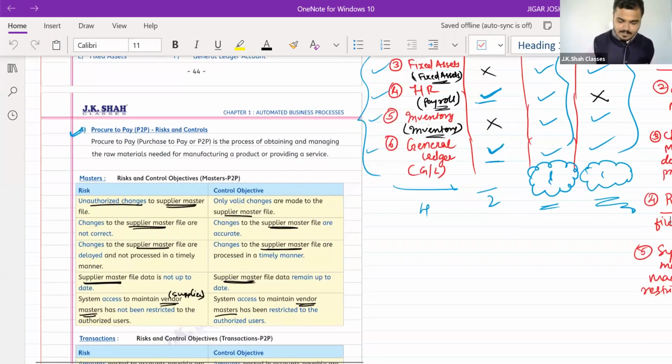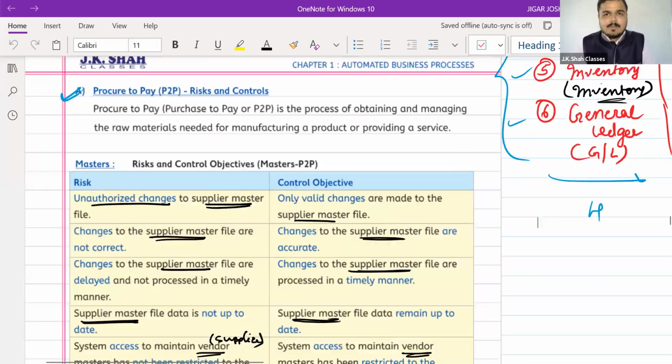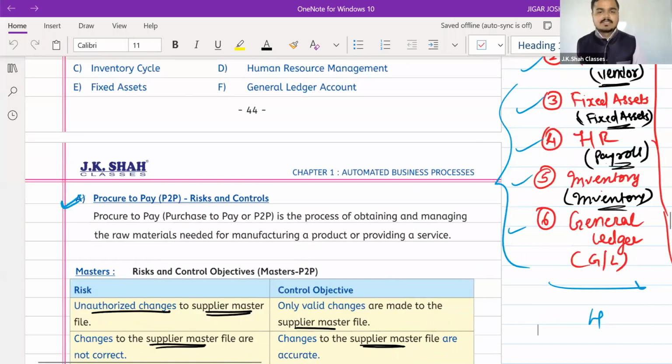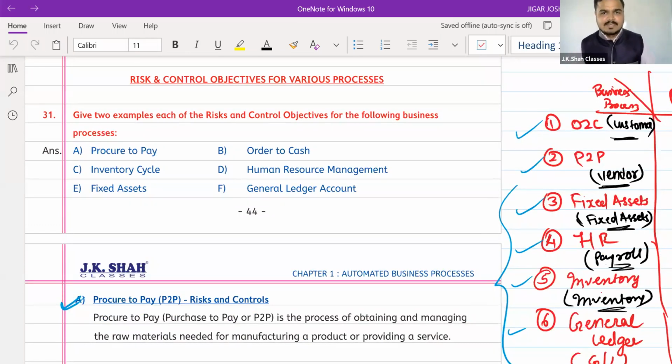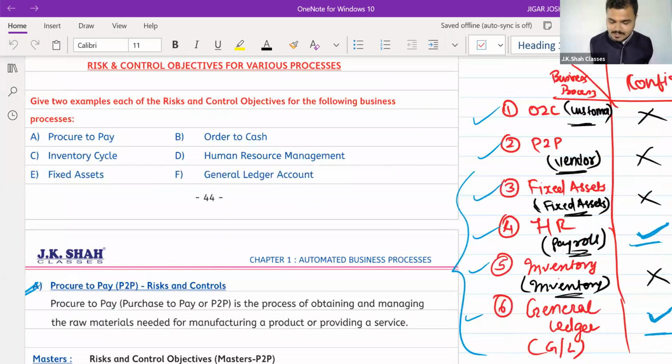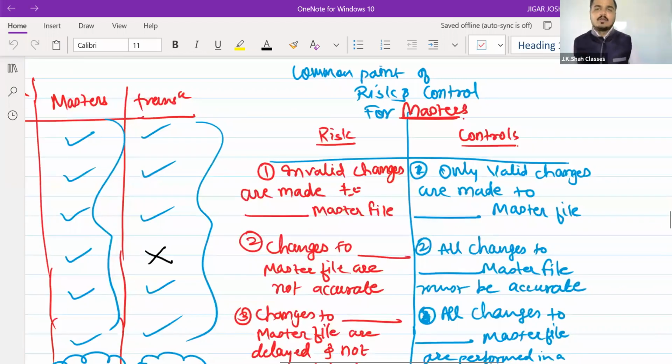Dear chartered accountants, if I'm not wrong, in our last lecture we had studied masters, the six most important processes. The common points, if you want to recall, I can give you a recall.